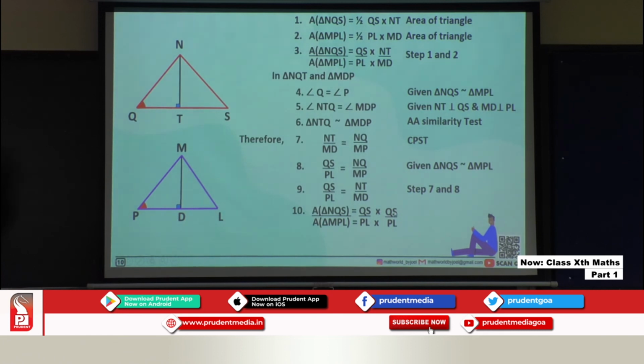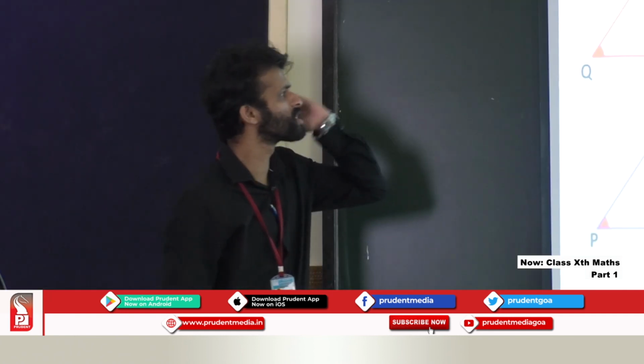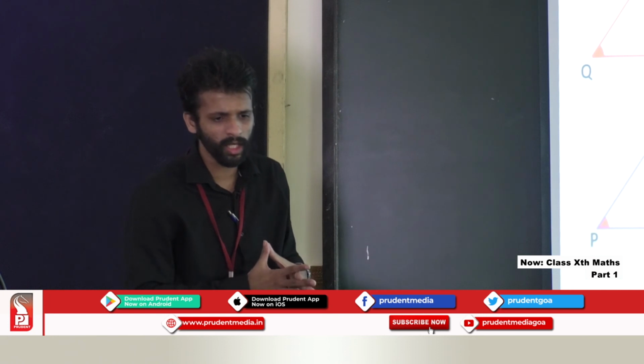And it is from which 2 steps? I have taken into consideration step number 3 and step number 9, and QS multiplied by QS will become QS square, and PL multiplied by PL will become PL square. So this part is done till here, and I can write the word similarly and say the other sides will also be in the same ratio. I hope this entire proof is very clear.